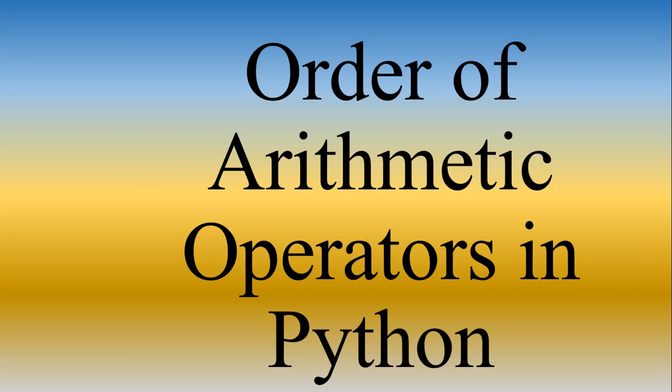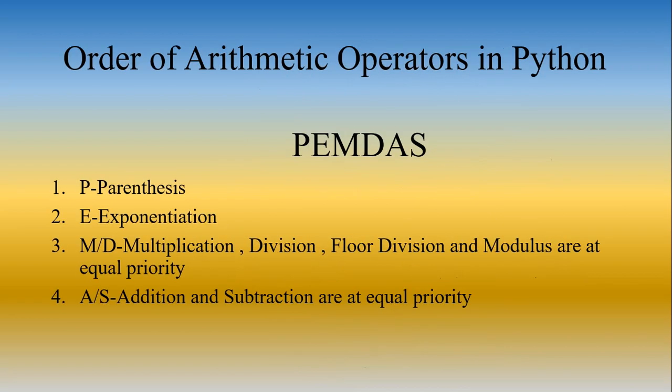In our previous lecture, we learnt in detail about the different arithmetic operators in Python. Today we are going to learn about the order of arithmetic operators in Python. For example, an expression is given and it contains many operators. Then, which operation will be done first and which operation will be done next must be known by us. So today we will learn about that.